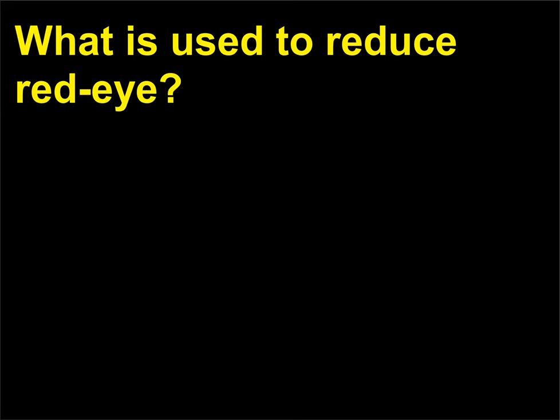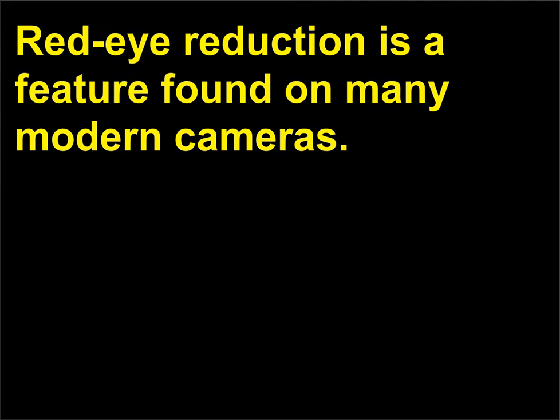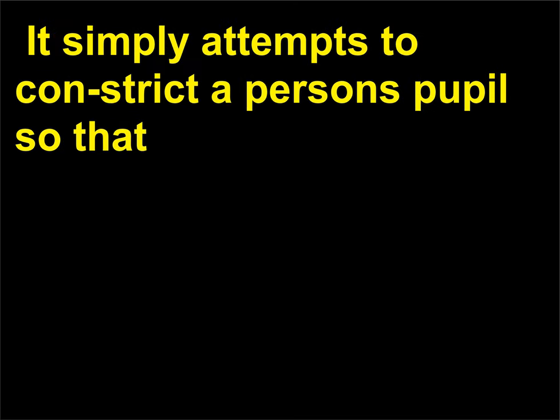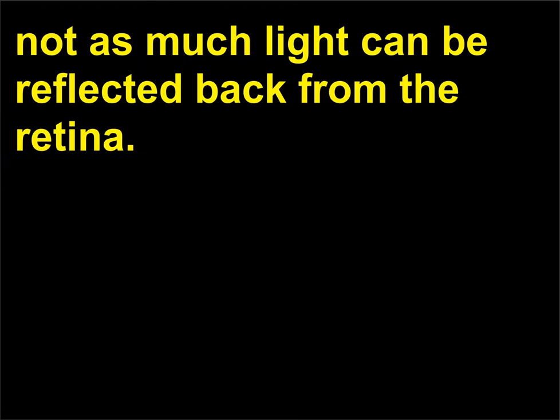What is used to reduce red eye? Red eye reduction is a feature found on many modern cameras. It simply attempts to constrict a person's pupil so that not as much light can be reflected back from the retina. There are several methods of accomplishing this.